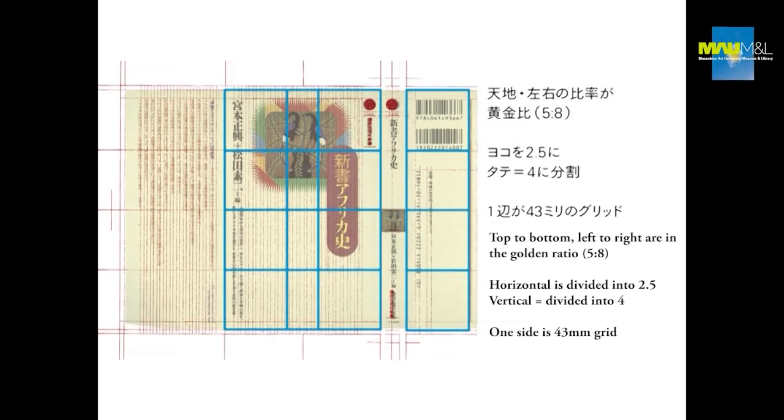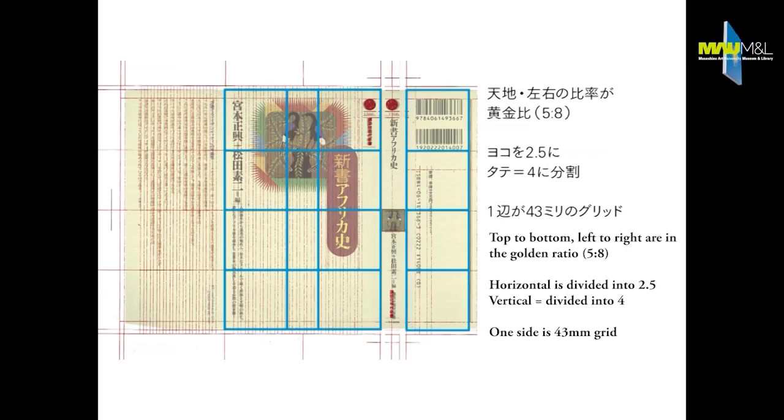In the size of the book, the ratio of the top to the bottom, left to right, is in golden ratio. The golden ratio rounded off is 5:8. 5:8 can also be thought of as 2.5:4. Therefore, the cover is printed with the vertical divided as 4 and horizontal as 2.5. One grid is 43 mm.